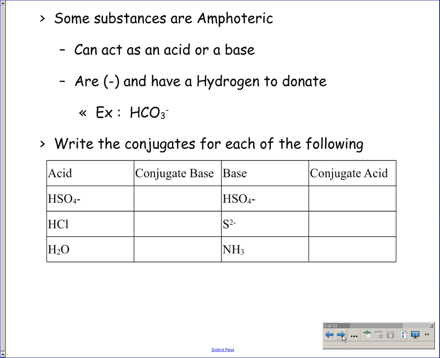Alright, so I would like for you to stop, pause for a minute, and see if you can fill out the chart of the conjugate acids and the conjugate bases for each of these.